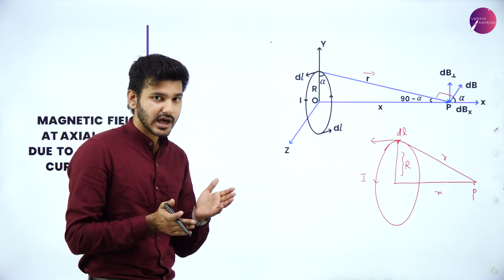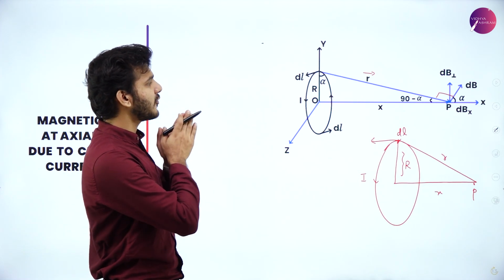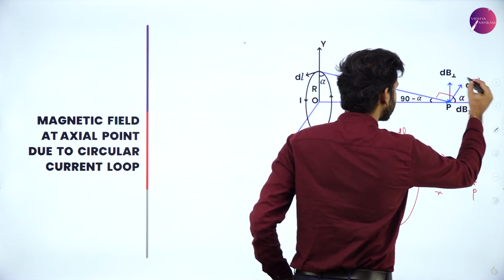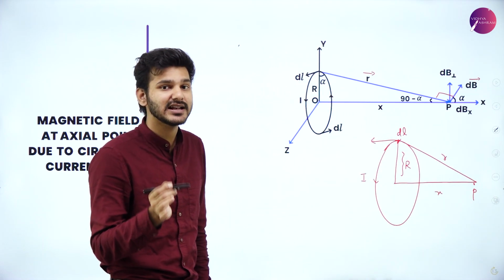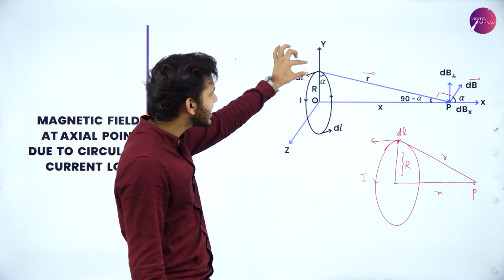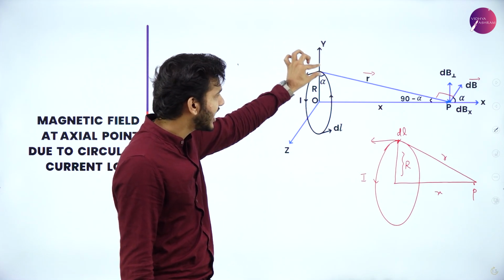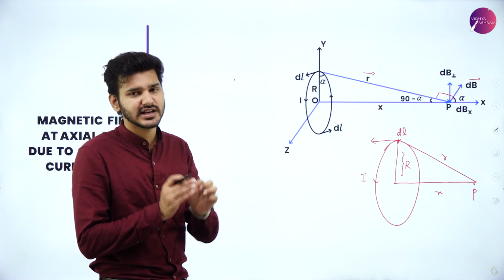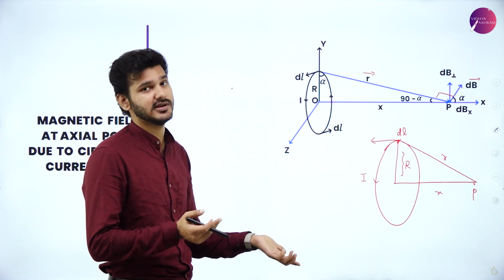So since they are perpendicular to each other, we can say that this particular magnetic field is dB, because we are taking a small line element here and finding out the small magnetic field due to that small line element. That is why it is small dB.